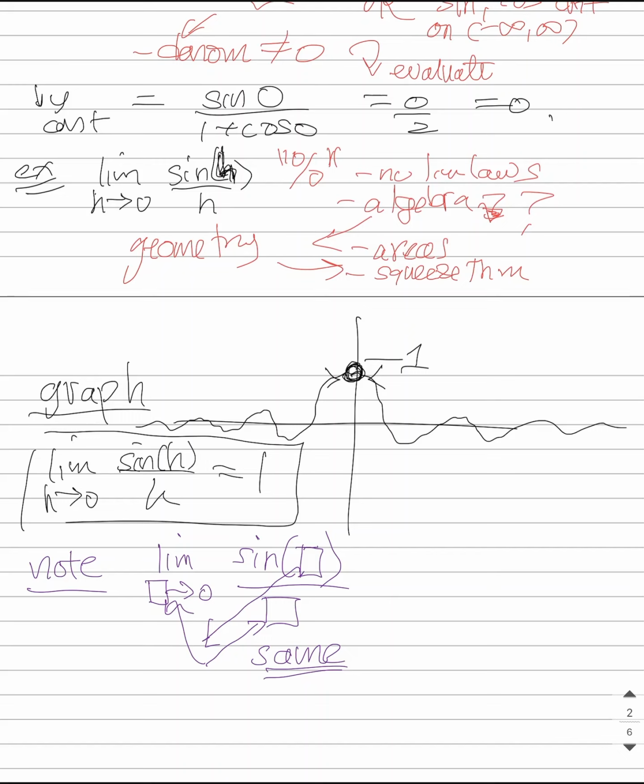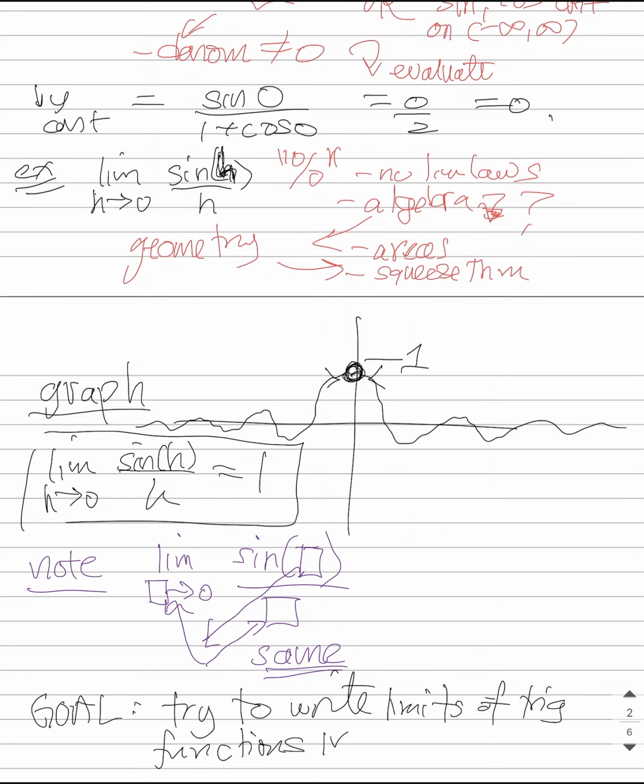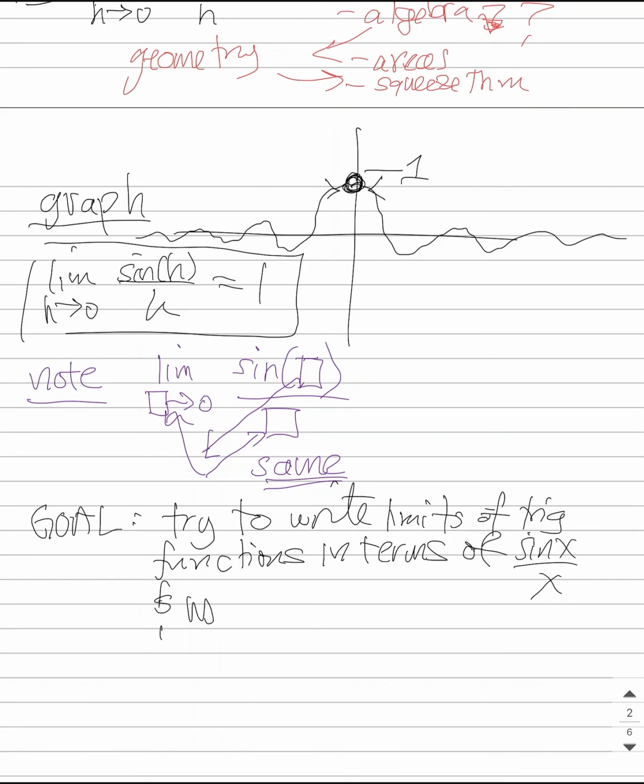So it could be an h, it could be an x, it could be a theta, it could be a smiley face, it could be any combination of things. As long as it's the same, this limit will exist. So our goal is to try and write limits in terms of sine h over h, and then use the above limit. So this is very much like when we talked about limits at infinity. We tried to write everything in terms of 1 over x because we knew that that limit existed.